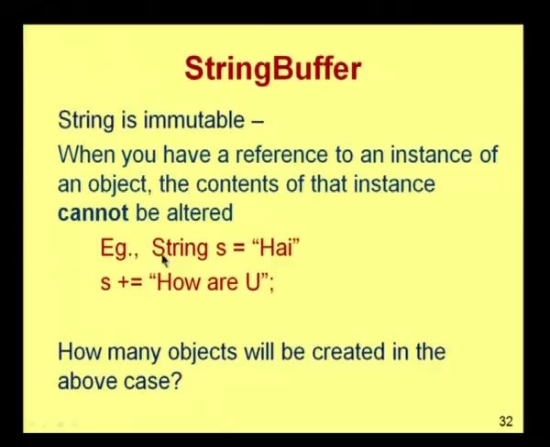One memory is allocated for this s, and if I try to append to it, append is not possible; I cannot alter this content. So automatically a new string with the new contents, that is "hi how are you", will be created. It means we are creating 2 objects. How many objects will be created in the above case? 2 objects: one for the original string, and since I am changing the value, which cannot be altered in a string, a new object is created.